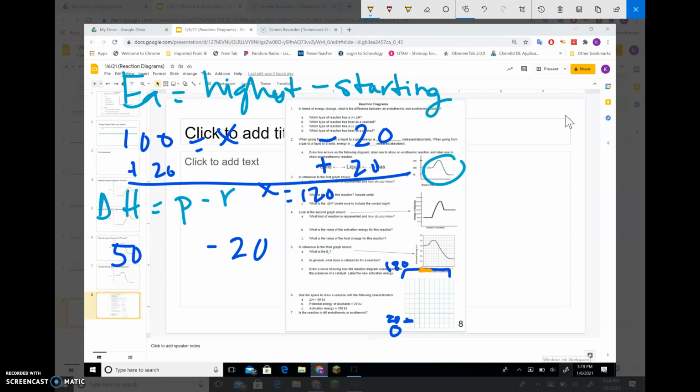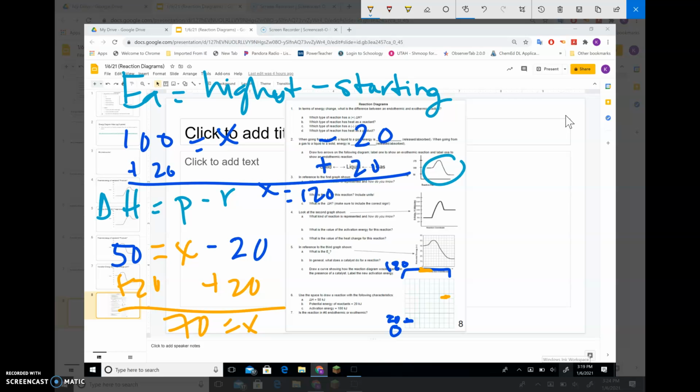Then we're going to do our delta H. We're trying to find our product, so we're going to make that the x. Again, x minus 20 equals 50. We add 20 to both sides, and that's going to give us 70. That P stands for our product. So I'm going to do a little line. I know this isn't perfect, but my fingers are so big. 20, 30, 40, 50, 60, 70, about right here.